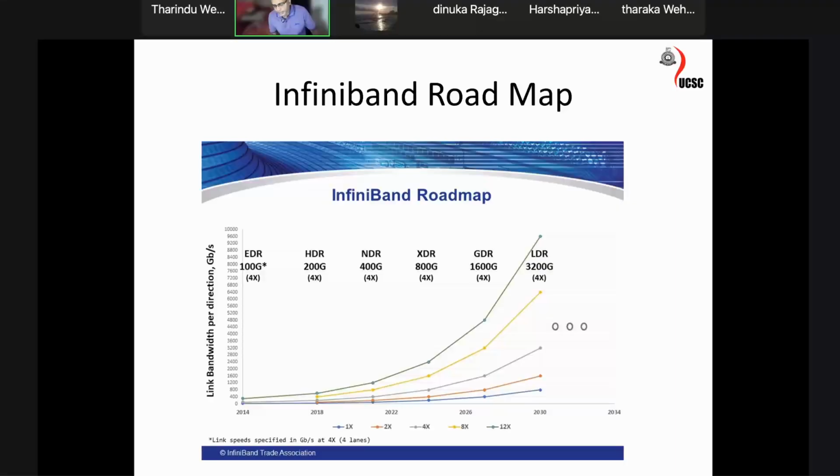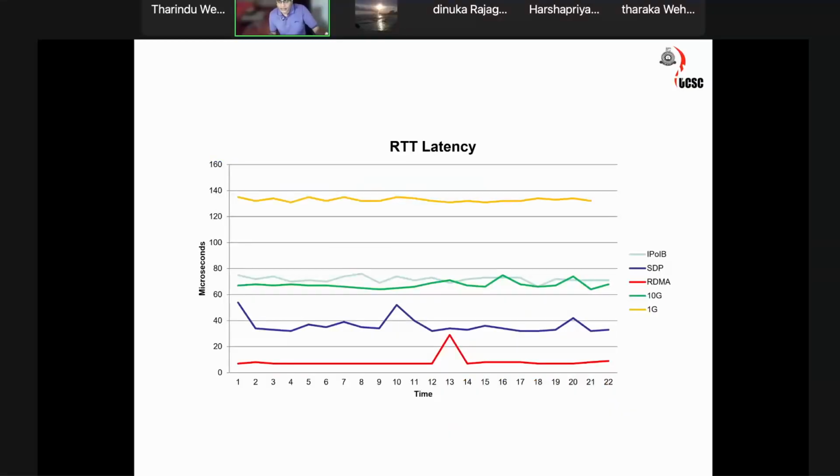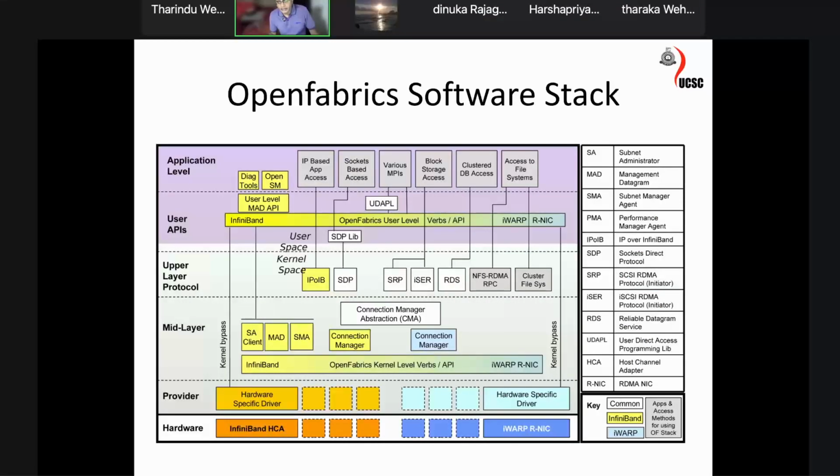Ethernet was lagging but recently picked up with the competition from InfiniBand. And this is the latency comparison between RDMA, 10 gig, and 1 gig. You can clearly see the red, which is the lowest latency. We are in microseconds, and the other options have high latency. And this is the software stack.